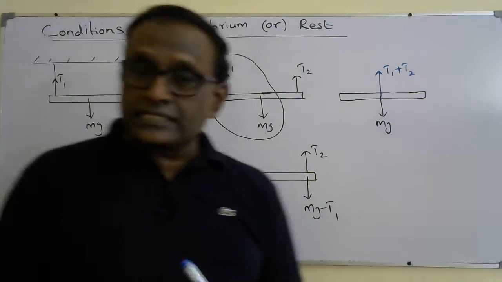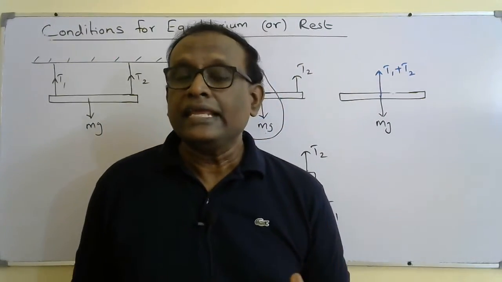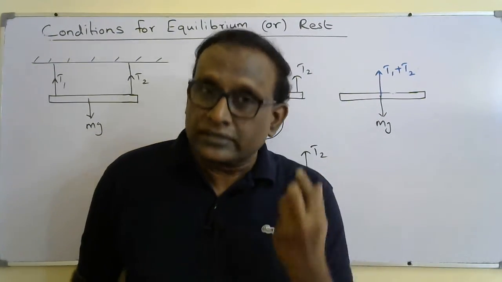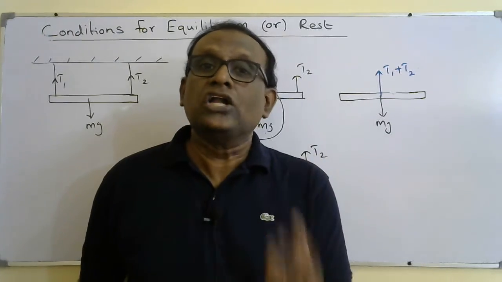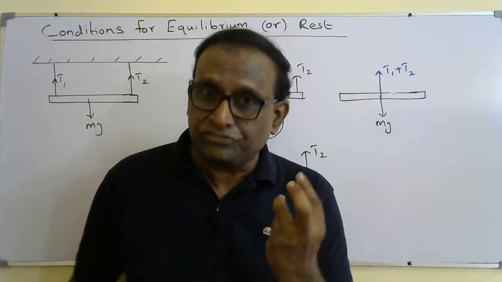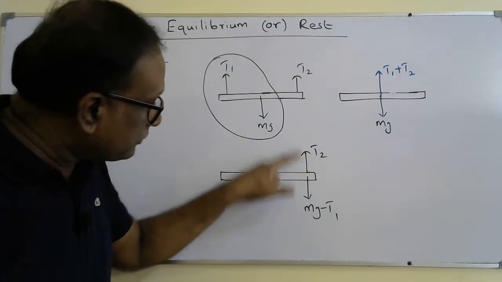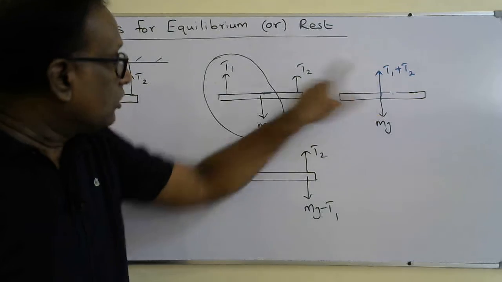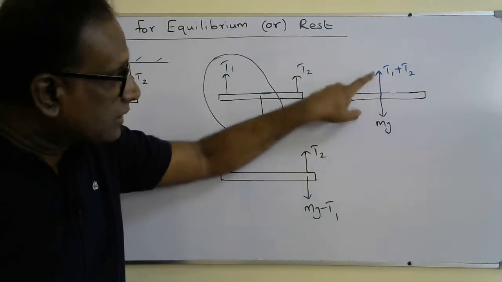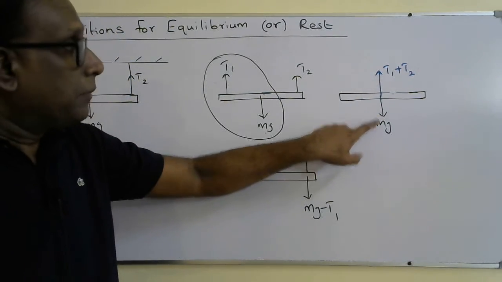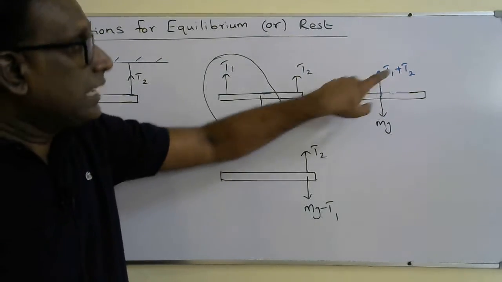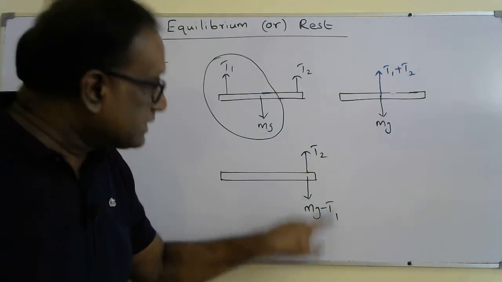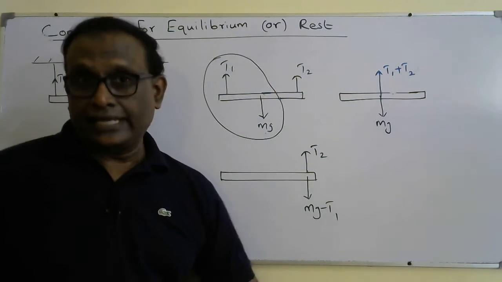So when an object is at rest or in equilibrium under three parallel forces, the resultant of any two must be equal to the third force, and it should act along the same line of action of the third force, but in opposite direction to the third force. Here you can say the resultant of these two must act along the same line of action of the third force, but in opposite direction to mg, and also T1 plus T2 must be equal to mg. Here mg minus T1 equals T2. Like that we can show.